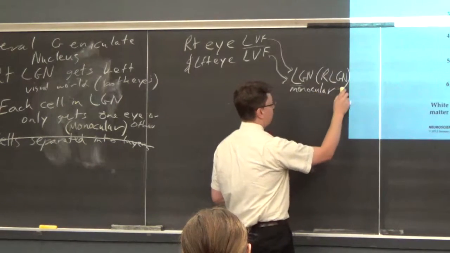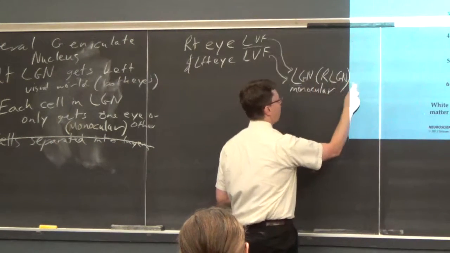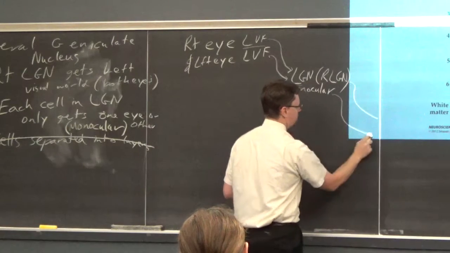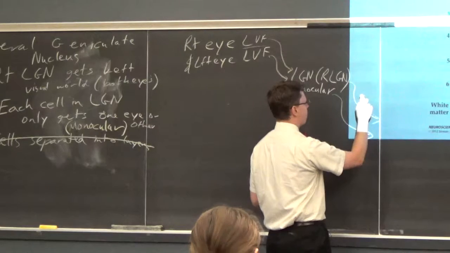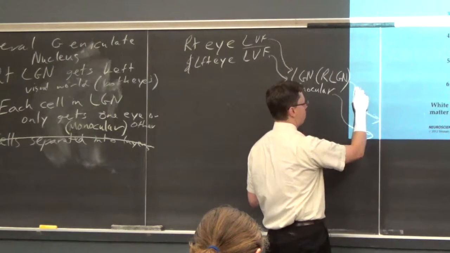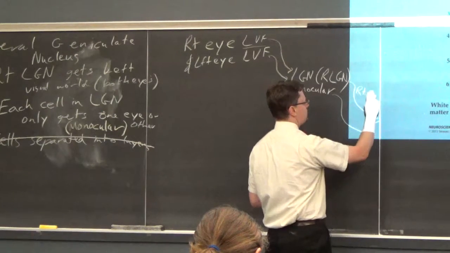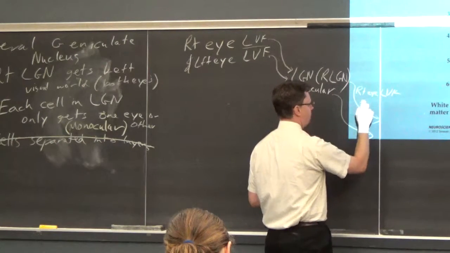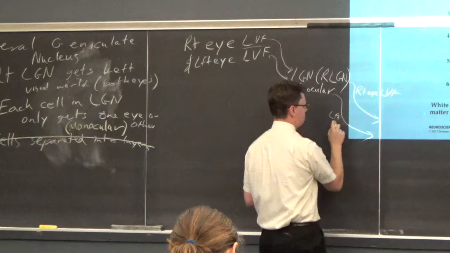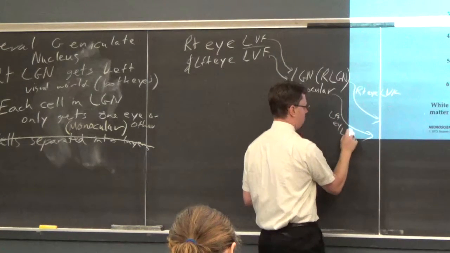Okay, so we've got then, again, coming out from the LGN, essentially two separate streams of pathway. We've got the right eye, left visual field, and then the left eye, left visual field.